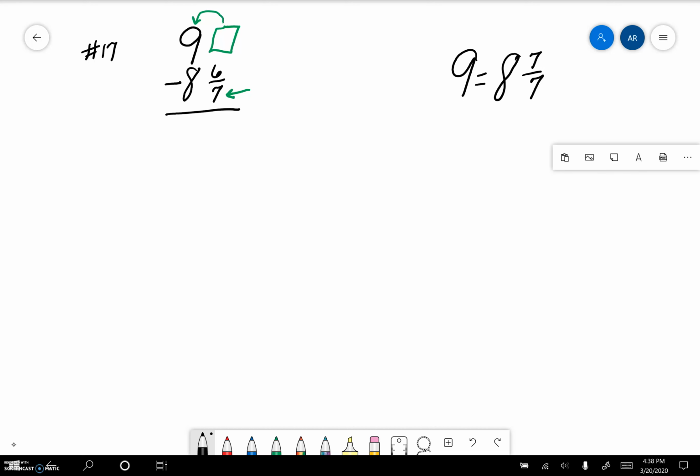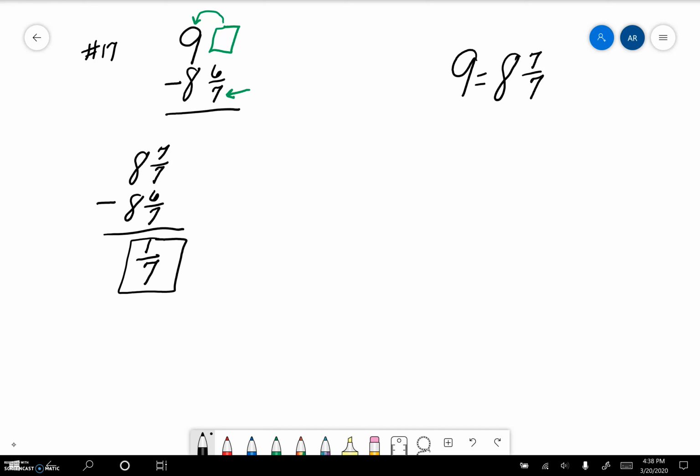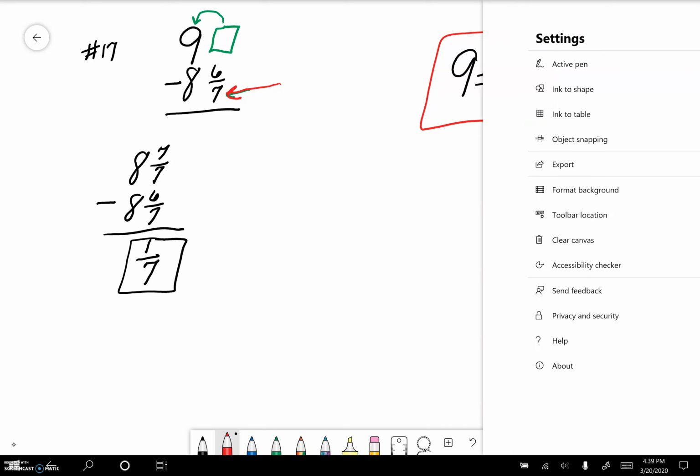So if I rewrite that as 8 and 7/7 subtracted by 8 and 6/7, you can see our final answer: 7 minus 6 is 1, so 1/7, and 8 minus 8 is 0. So that is our final answer right there. So for the trick for the test, this is the piece that you're going to have to remember right here. And again, it's all determined by what your denominator is. All right, let's move on to number 18.